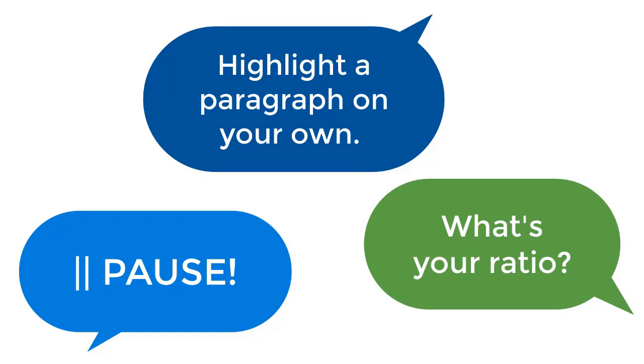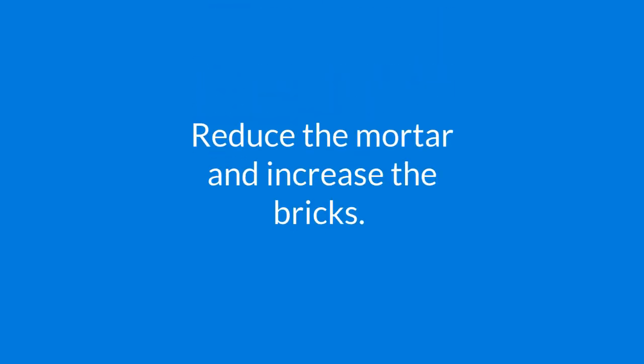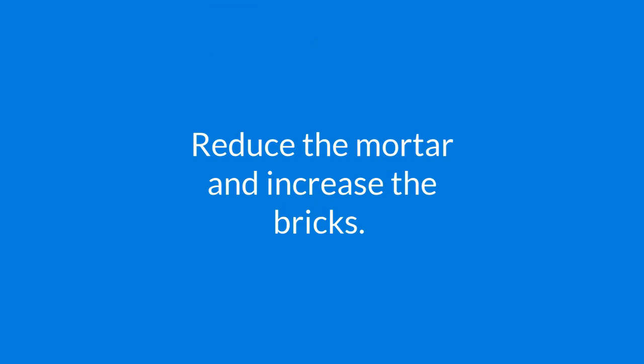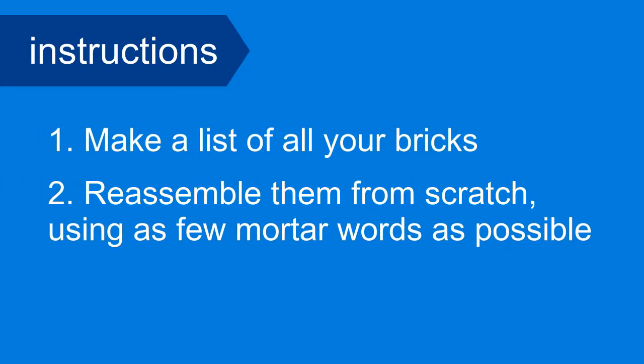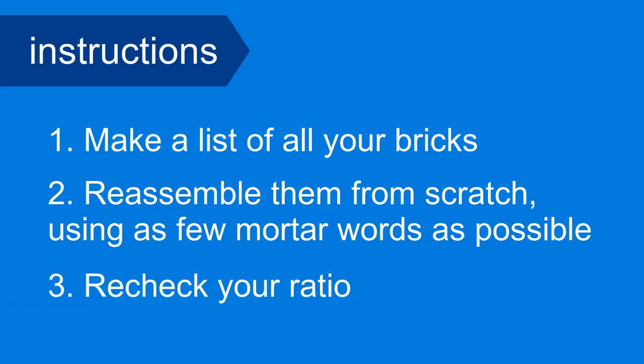Once you've used the highlighting strategy to confirm a wordy piece of text, it's time to reduce the mortar and increase the bricks. To get started on that, try making a list or mental note of all your bricks. Reassemble them from scratch, using as few mortar words as possible. Then recheck your ratio.